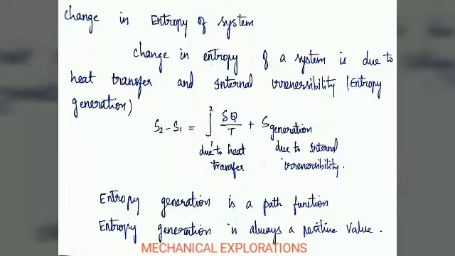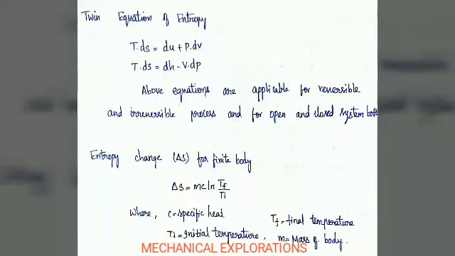Greater than 0 is impossible. The change in entropy of a system is due to the heat transfer and internal irreversibility, that is the entropy generation. That is, S2 minus S1 gives us del Q by T plus S generation, which is due to heat transfer and also due to internal irreversibility. In this, entropy generation is a path function and it is always a positive value.